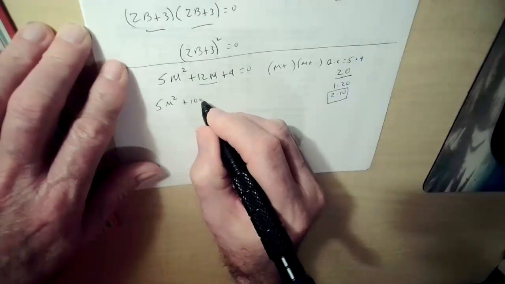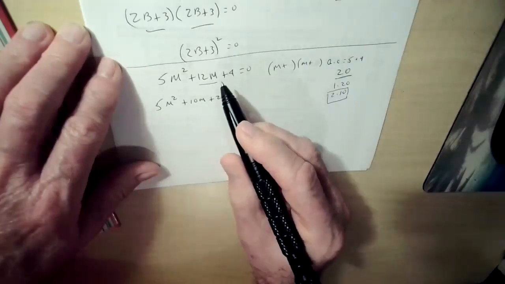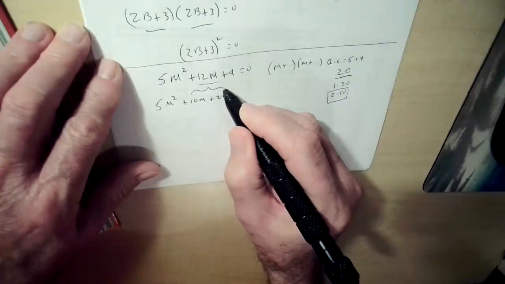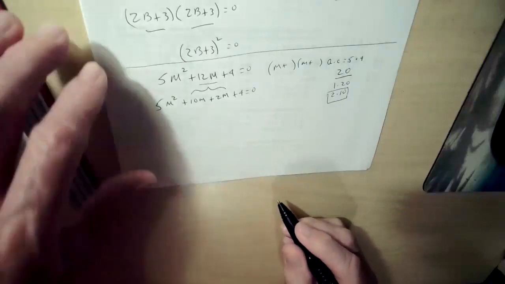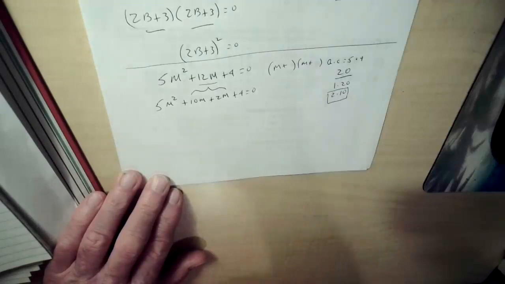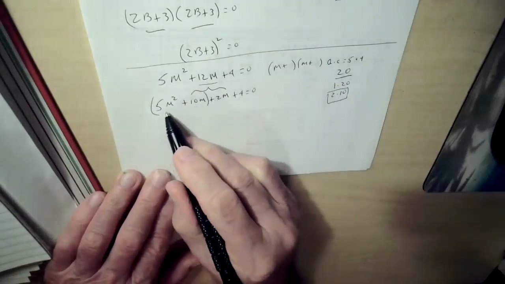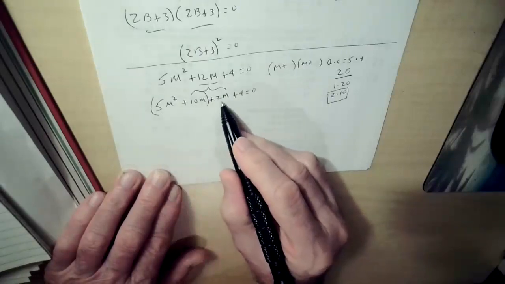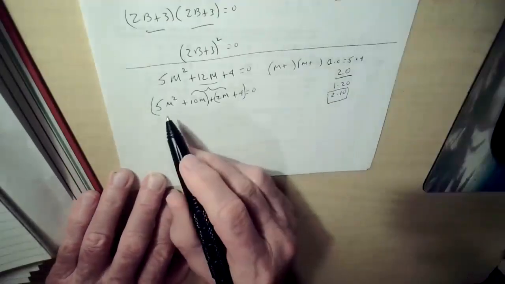So we put 5m squared plus 10m plus 2m. Now remember, all we're doing here is we're taking the linear term, the middle term, and we're splitting it up into these two. Plus 4 equals 0. Right? Everybody with me? Okay. Now we group them together. Did everybody see why I put the 10 next to the 5m? Because we can factor out a 5 out of both of these. And then we can factor a 2 out of both of these.